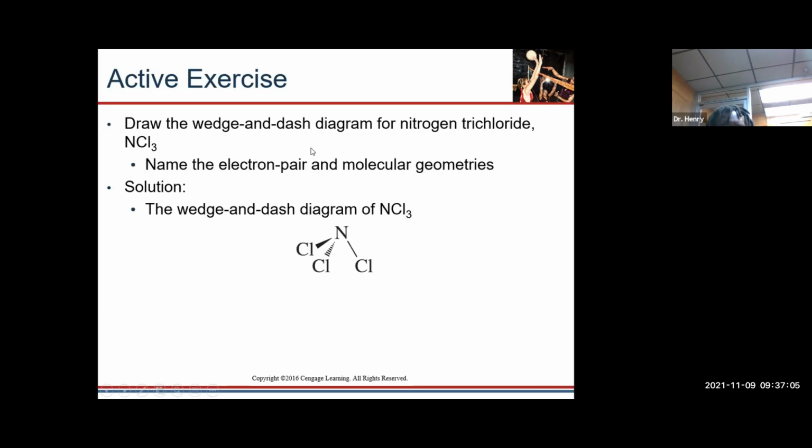Okay, so here is an example of the wedge-dash diagram. We know that we have 2 lone pairs sitting up top here, so that's going towards our top. The wedge represents the bond coming out towards us. The dash, which looks like a Wi-Fi signal, is going behind us. So that represents one coming towards us and one coming behind us, okay?